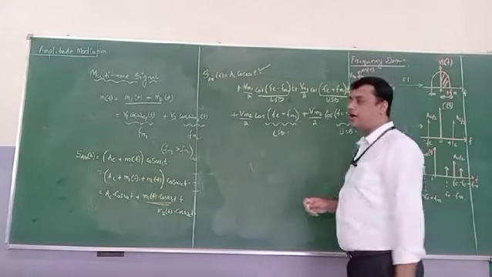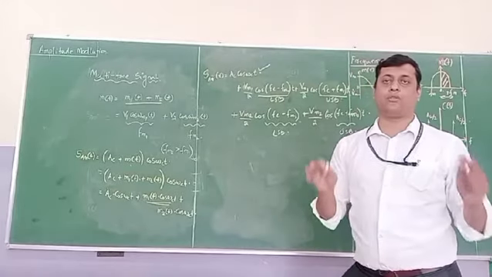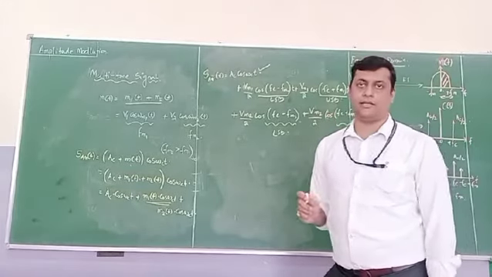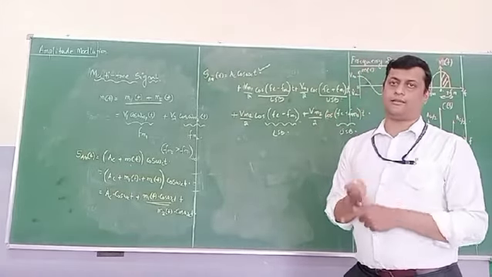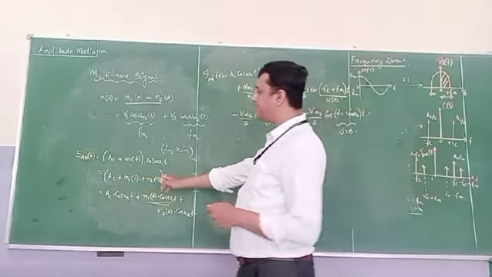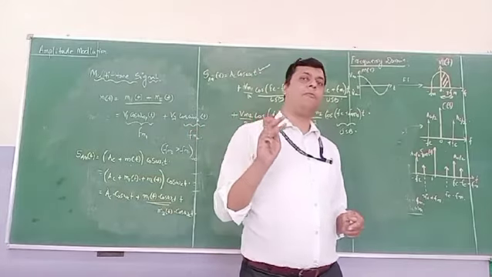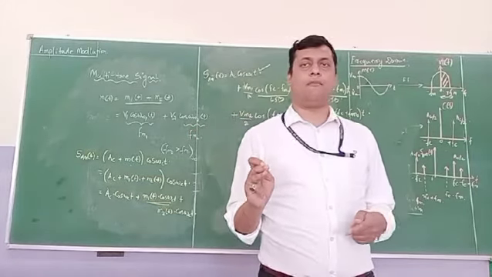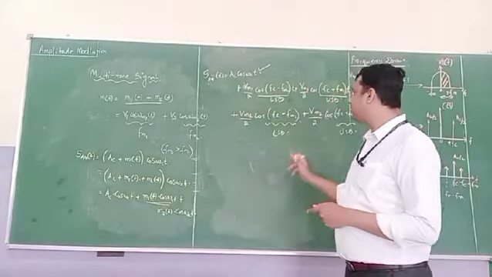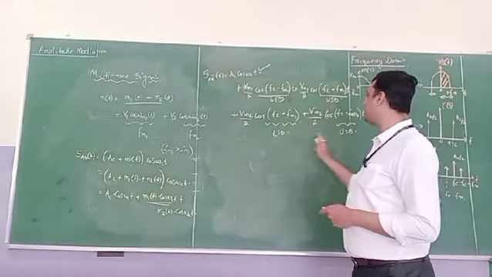So how many components are available? A total of 5 components are available. First, the carrier, then the two sidebands corresponding to the message component m1, and third, the two components available for message component m2. Now this is your LSB, this is your USB, this is your LSB, this is your USB.